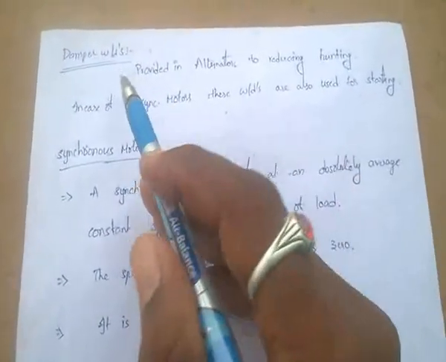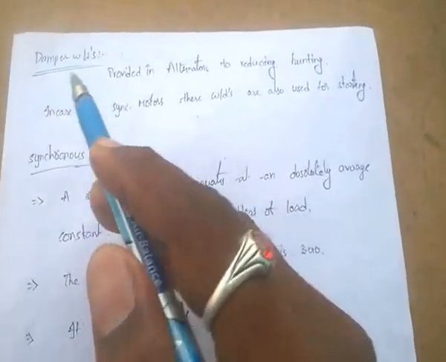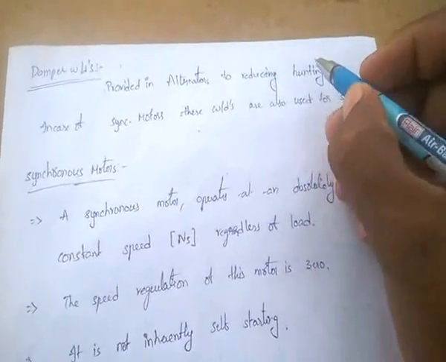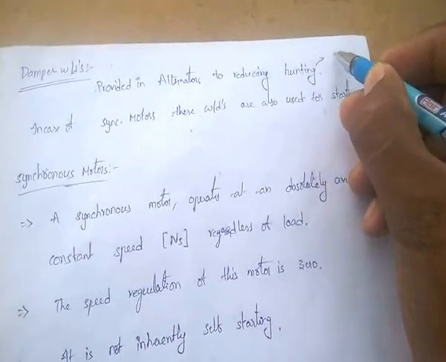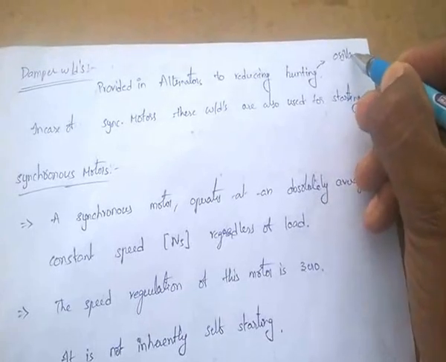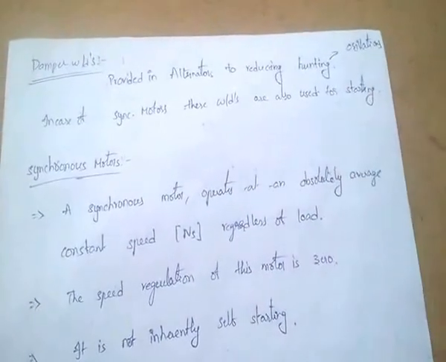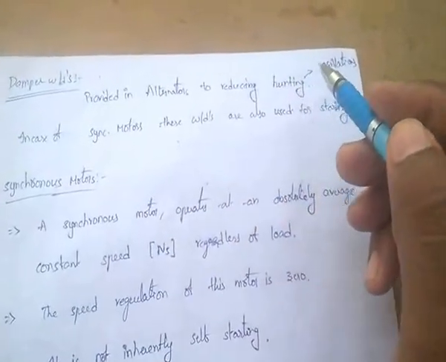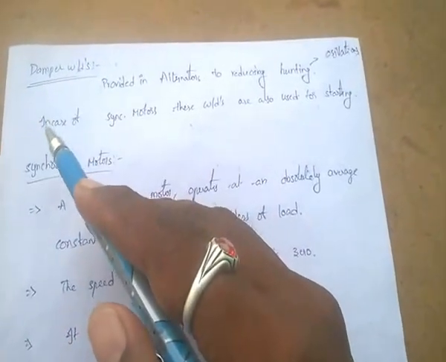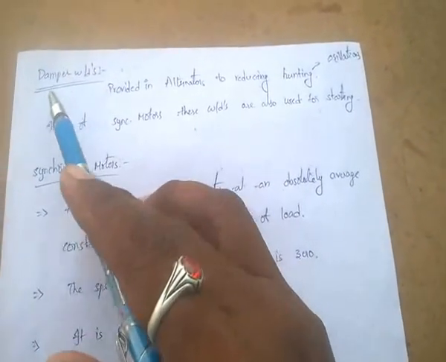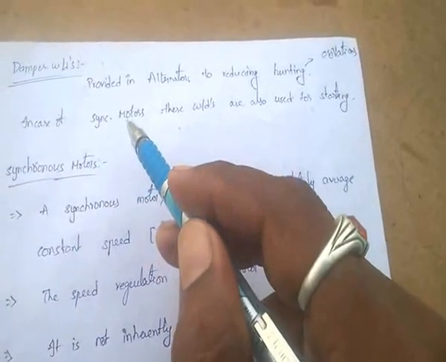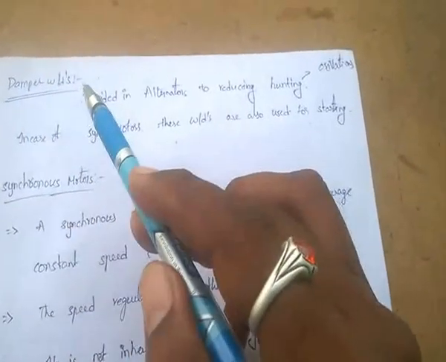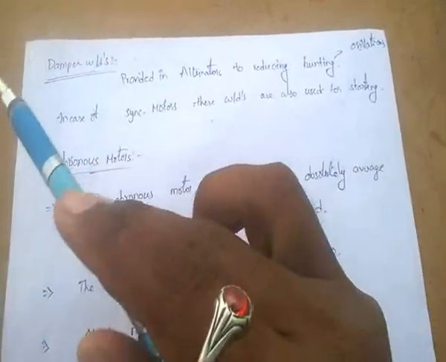And next one, damper windings. The damper windings are provided in alternators to reduce the hunting. What is meant by hunting? Hunting means oscillations. So damper winding is provided in alternators to reduce the hunting. In case of synchronous motors, these damper windings are also used for starting purpose.